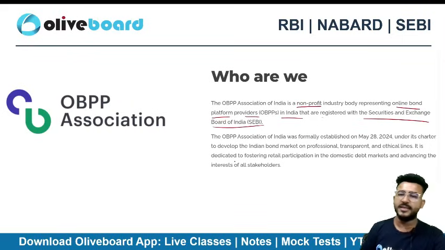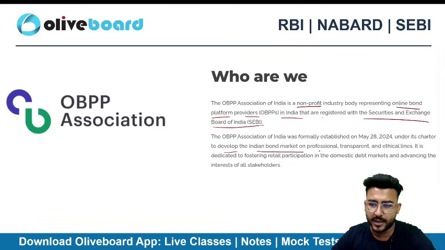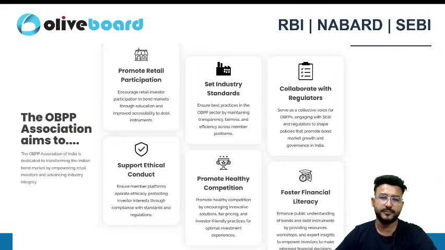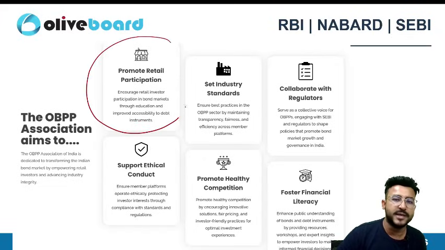They were formally established in May 2024. The whole goal was to develop the Indian bond market on professional, transparent and ethical lines. So this is the whole purpose of this association. Then what they are actually doing is promoting retail participation.